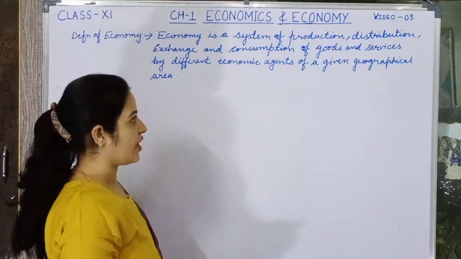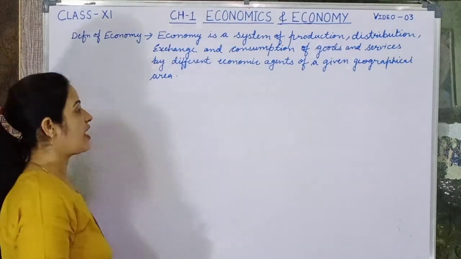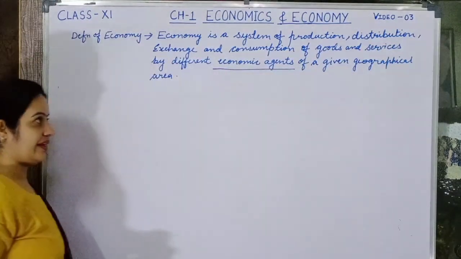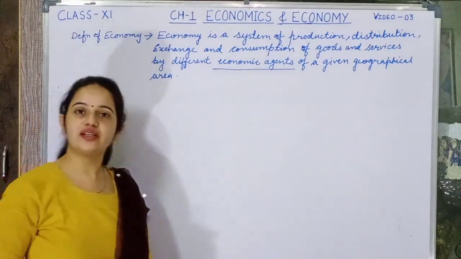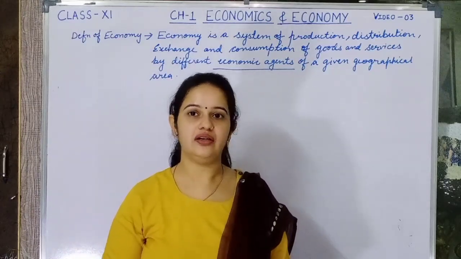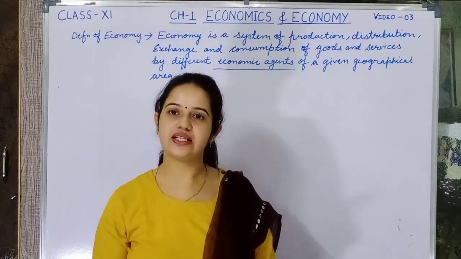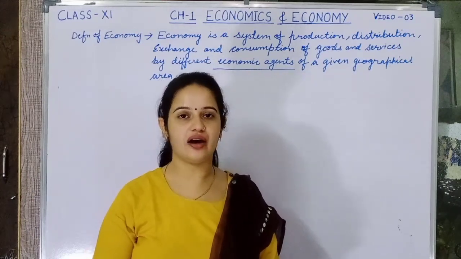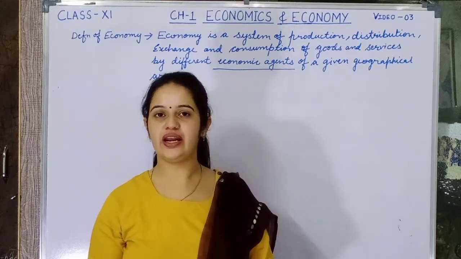Economy is a system of production, distribution, exchange, and consumption of goods and services by different economic agents of a given geographical area. Here the word is economic agent. Can you tell what is the meaning of economic agent? An economic agent is a decision maker that has an effect on an economy by buying, selling, or producing goods and services. So economic agents are households, individuals, firms, businessmen, and so on.